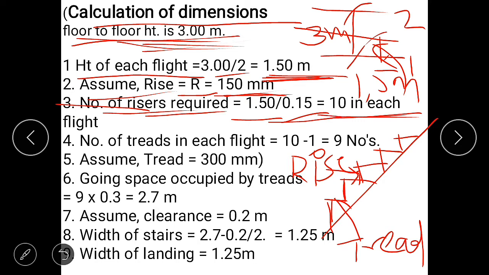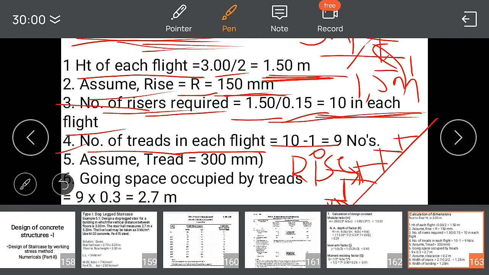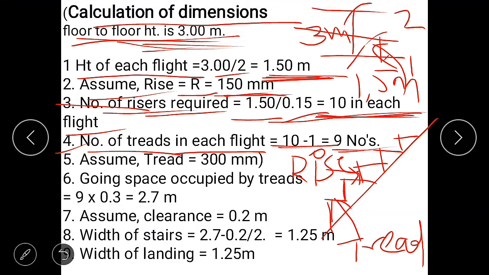steps is required here. Okay, so fourth, number of treads in each flight. For the first flight, how do we calculate the tread? Rise minus 1, so 10 minus 1, that is 9. Okay, assume tread is 300 mm. For a residential building, assume a tread of 300 mm.